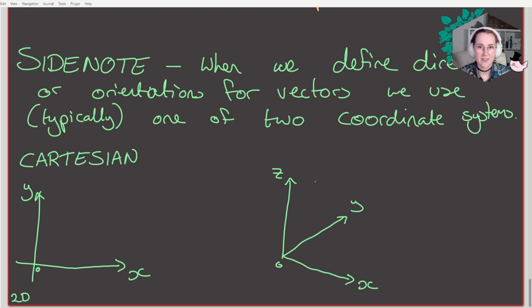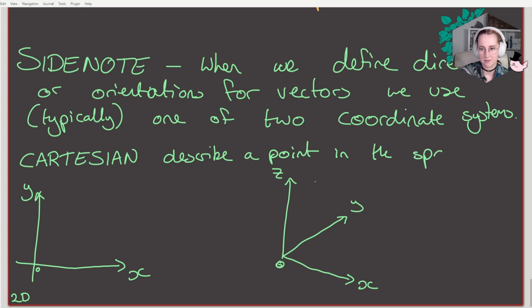We put our origin where they intersect, so that's a 0 at that point. And we describe a point in the plane. So over here we have a point x, y, and then over here we have x, y, z.